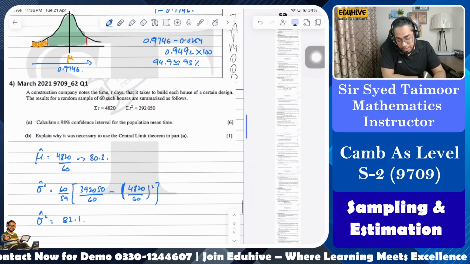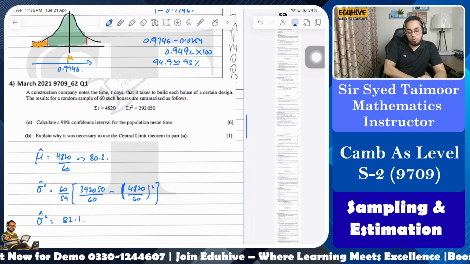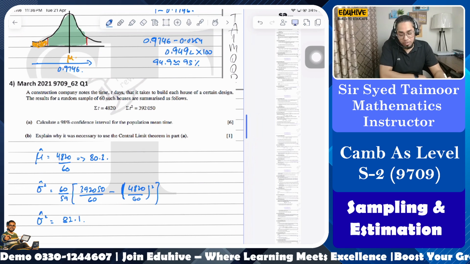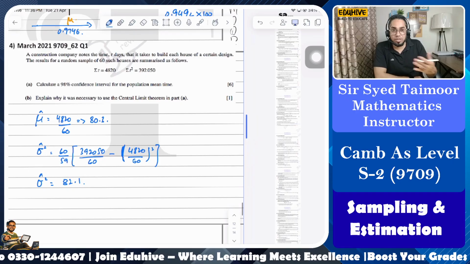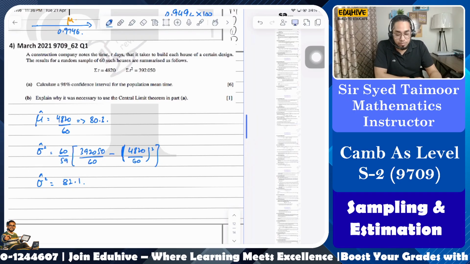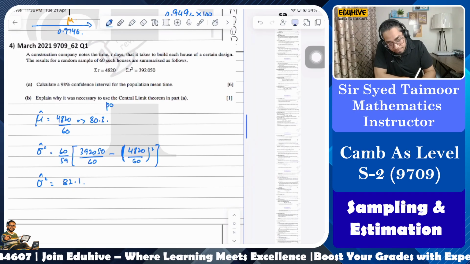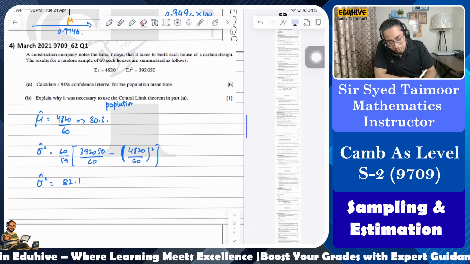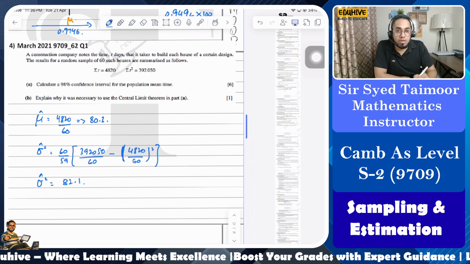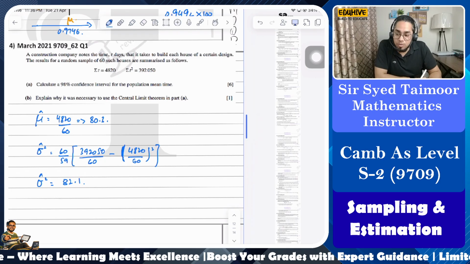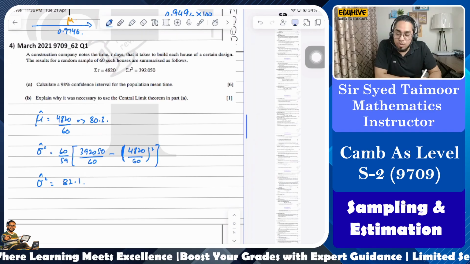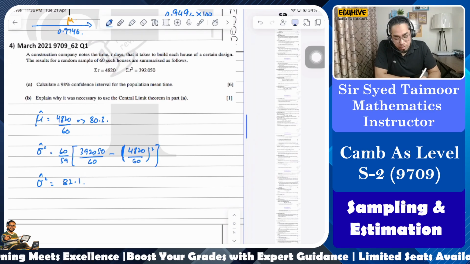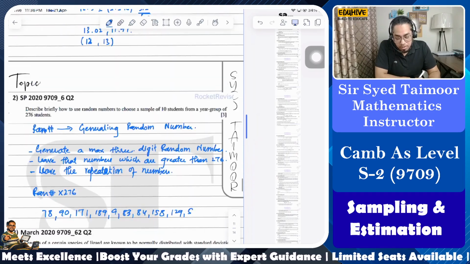And over here, explain why it was necessary to use the CLT theorem in part A. It's very simple, no? CLT theorem is applied when the population is unknown, when it is not normal. It can't go from binomial to. I didn't get your point exactly. Yeah. It's exactly like this.